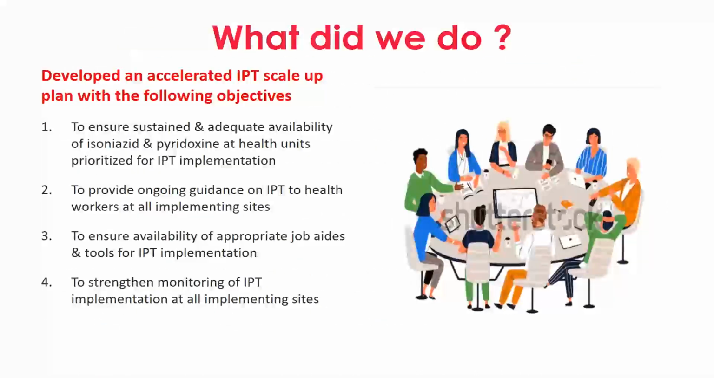We developed our accelerated IPT scale-up plan with the following objectives: to ensure sustained and adequate availability of isoniazid and pyridoxine at health facilities, which were prioritized for IPT implementation. We prioritized certain sites because of the numbers of PLHIVs that were there, and we were looking at those facilities that could give us the highest coverage in the shortest time possible. And the second was to provide ongoing guidance on IPT to health workers at all implementing sites. And the third was to ensure availability of appropriate job aids and tools for implementation. And lastly was to strengthen monitoring for IPT implementation in the sites that were prioritized.